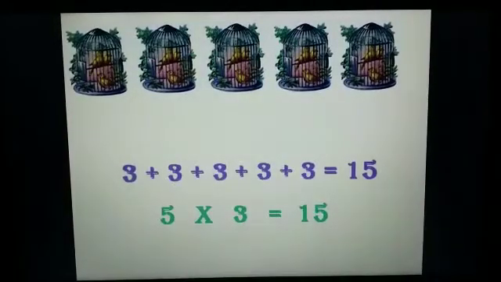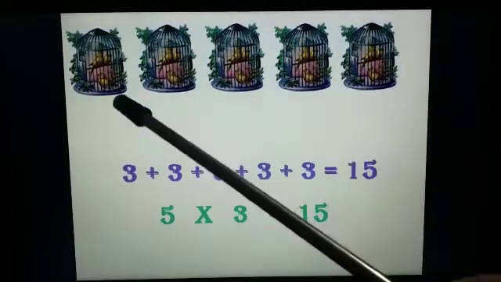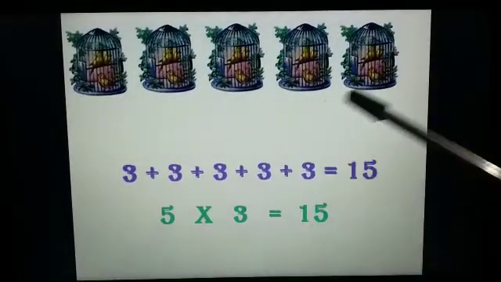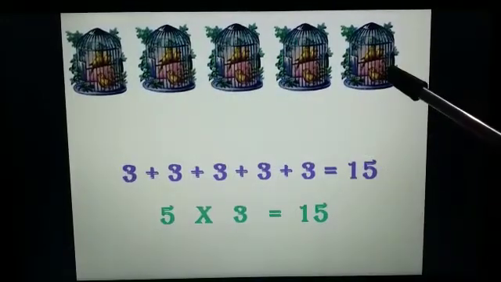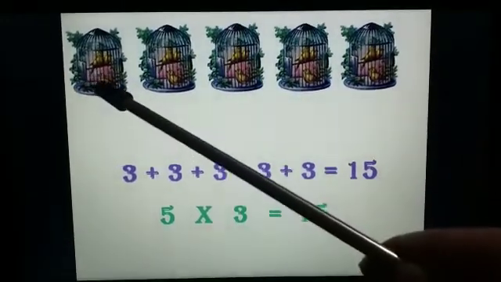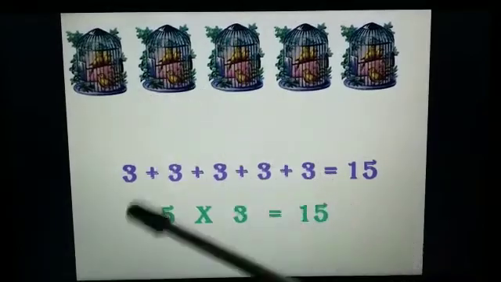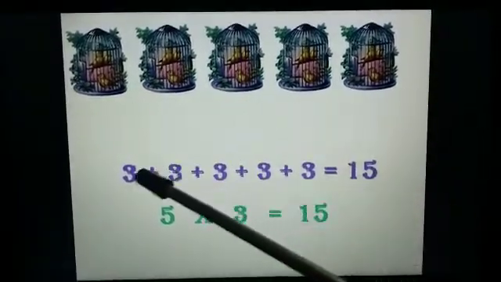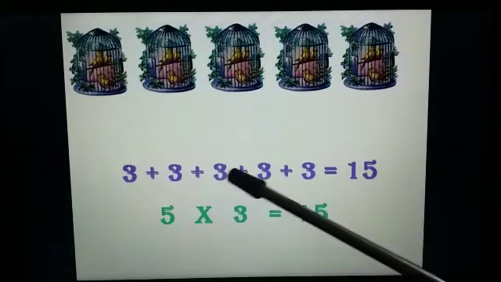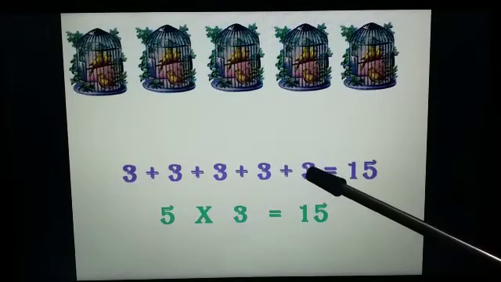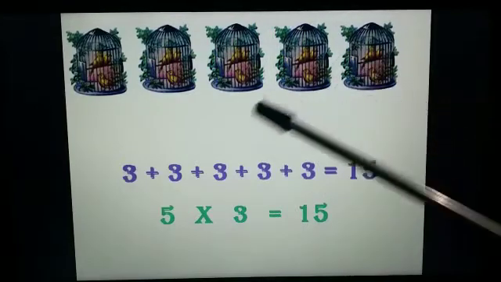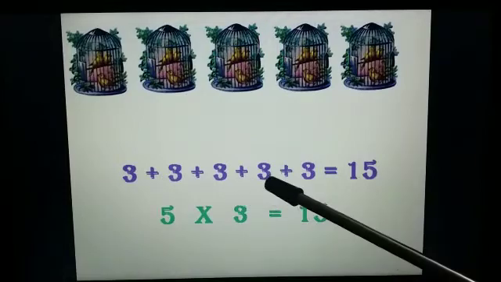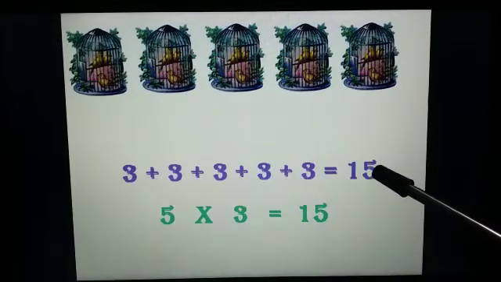Now look at one more example. There are 1, 2, 3, 4, 5 birdhouses here, and each birdhouse has 3 birds. So, how many birds in all? 3 plus 3 plus 3 plus 3 plus 3. We will add 3 birds 5 times. That means 3 plus 3 plus 3 plus 3 plus 3 is equal to 15.